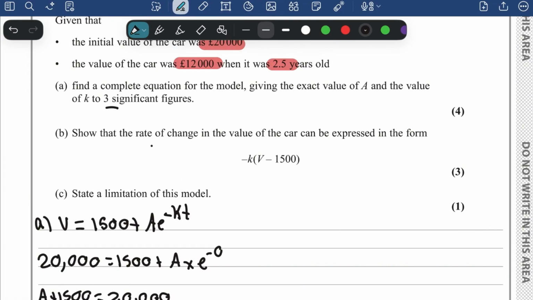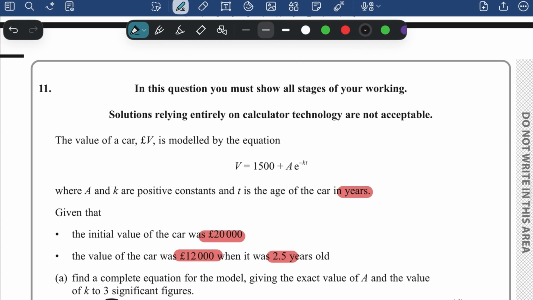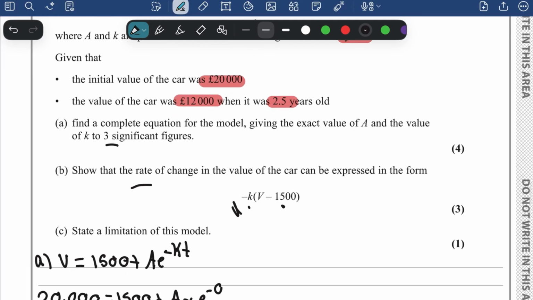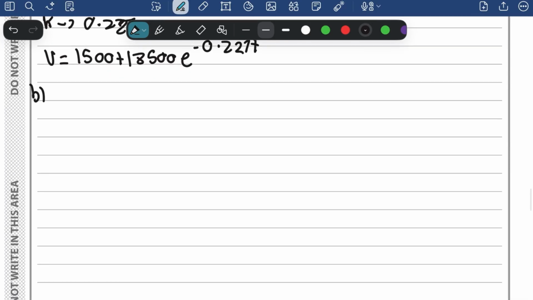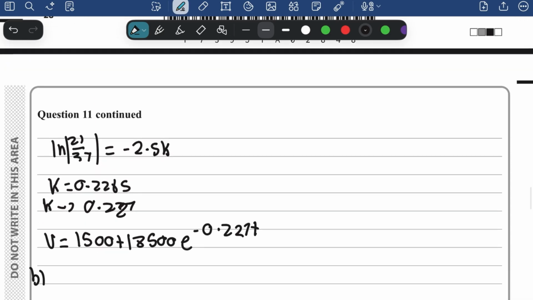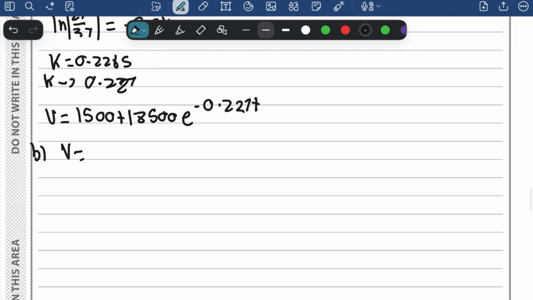Part B says, show that the rate of change can be expressed in this form. So rate of change, we need differentiation. I'm noticing that we don't have any numbers really, we just have 15,000 from the original equation. So I'm going to think an easy way to do this, right, would be don't even use this model we just used, which seems counterintuitive, right? Because we just solved all that for no reason. But if we just write it here, it'll become much clearer.